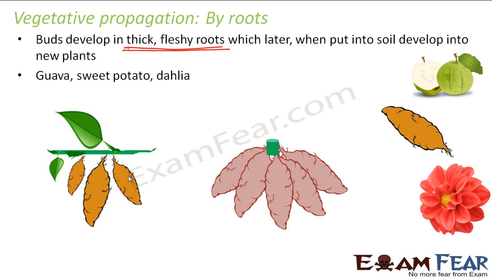Similarly, this is how the roots of dahlia look. These kinds of roots are often also known as tuberous roots. The roots of sweet potato are also called tuberous roots. Now these roots of dahlia are also swollen.